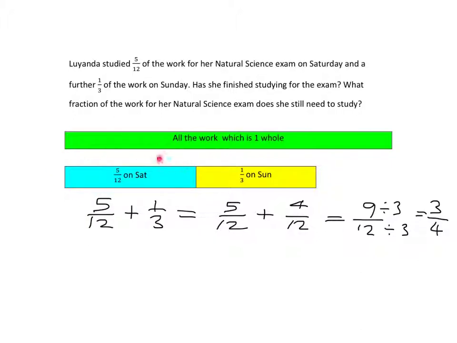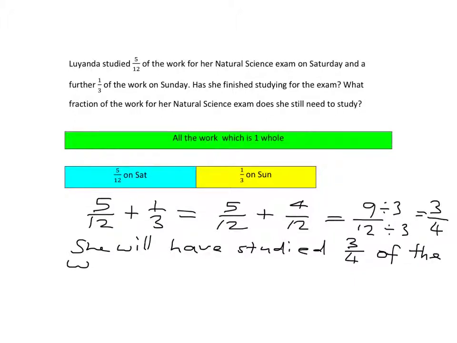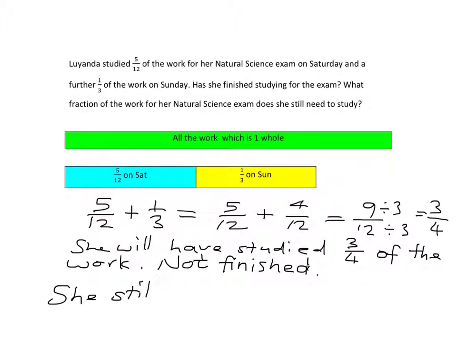Okay, now we've got to think about, what does that answer mean? Well, we've said if we do 5/12 and we do 1/3, together we will have done 3/4 of the work. So, she will have done 3/4 of the work. So that clearly tells us she is not finished. She hasn't done everything. She has only done 3/4 of what she needs to do. How much more does she need to study? Well, think about it. If she's done 3/4, and she needs to get to one whole, she still needs to study 1/4 of the work.